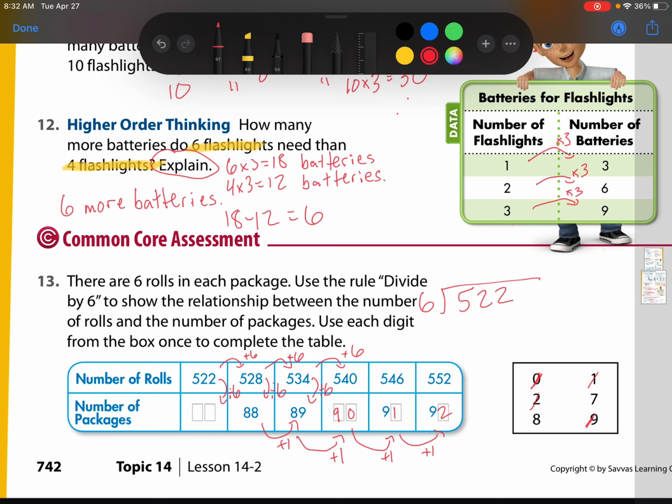So what do we have over here? Well, here we need to figure out what plus 1 equals 88, or we could do subtraction since we're going the opposite direction. 88 minus 1 is 87. Good job, you guys. That is it.